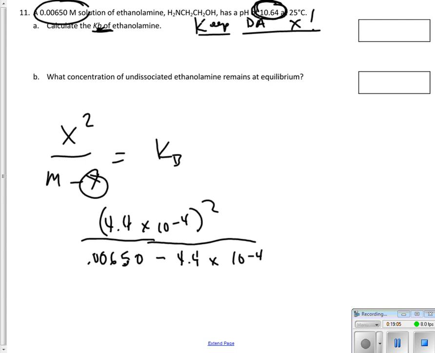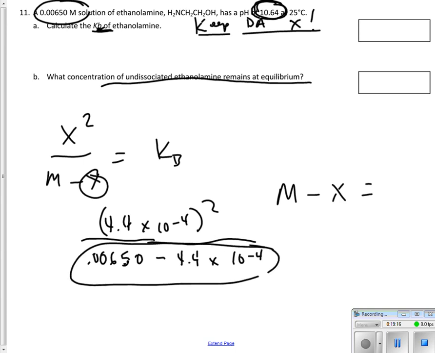That's undissociated, it's just always M minus X. That's the value you get when you subtract the 2 numbers on the bottom. So 0.00650 minus 4.4 times 10 to the negative 4th.